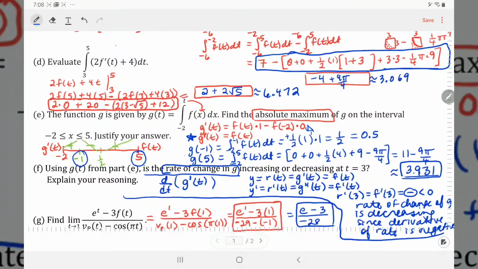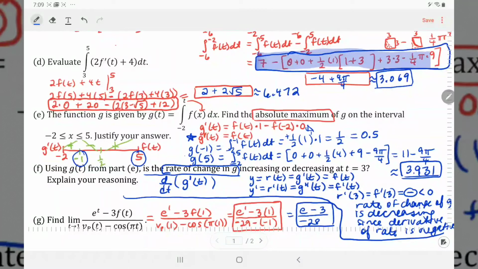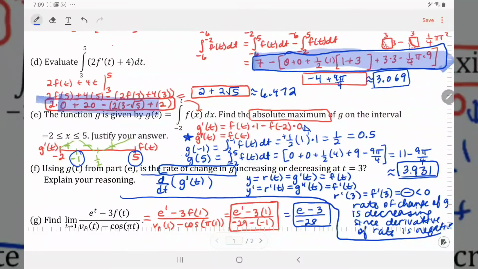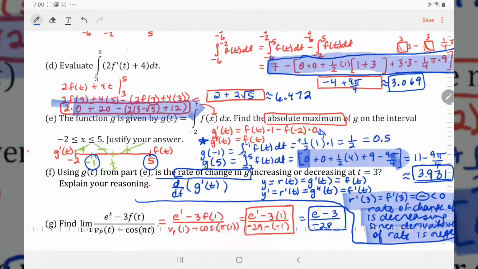But the better answer, I'm going to highlight the better answer. Truly, this is how you should leave your answer. You would need all of this in your answer for this one. So you should leave it unsimplified, even though it's hard to leave it unsimplified. This one, this is how you should leave your answer.